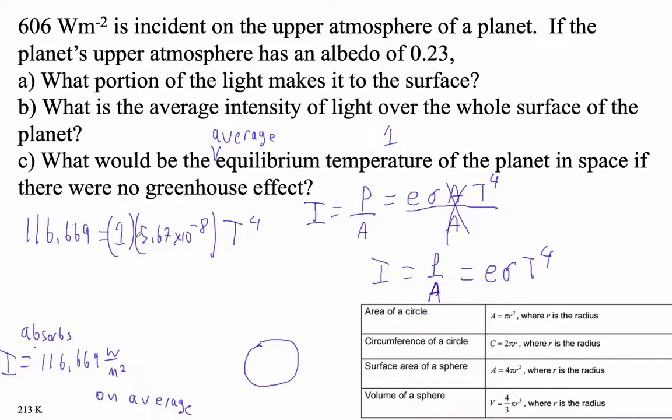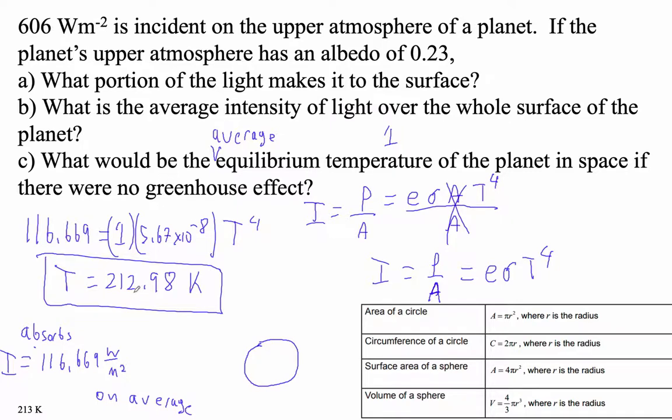Now we can do maths. I'm going to take this and divide by 5.67 e to the minus 8th. Boom. Now I've got what T to the fourth is, so I just raise that number to the 0.25. And I get 212.98 Kelvins.